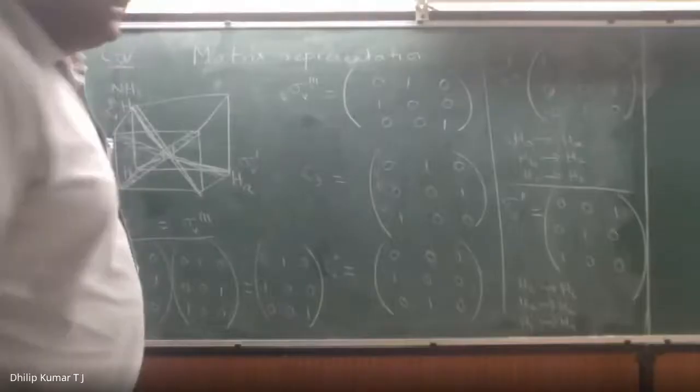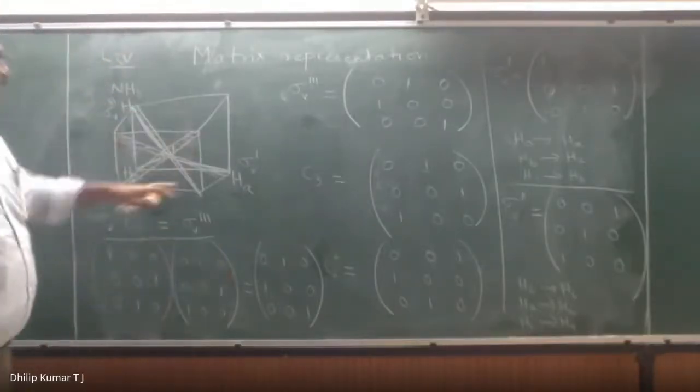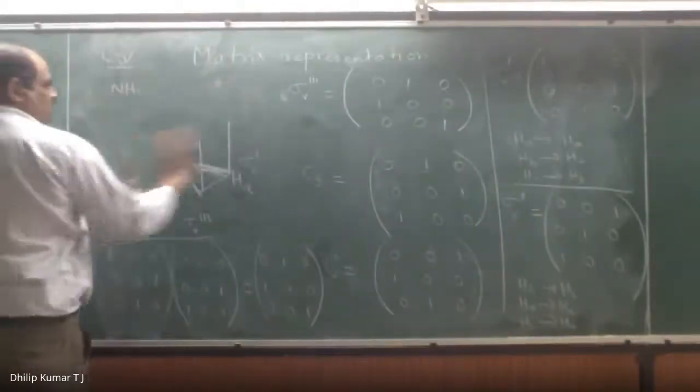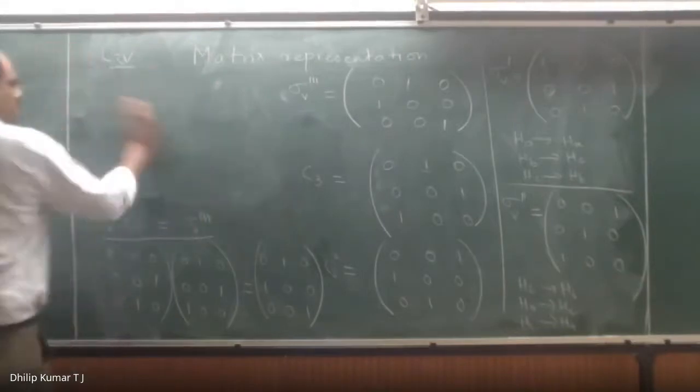Hello, sir. Yes? Sir, here we consider ammonia as a planar molecule. No, not planar. That's why I put it in a square box. But this is in the back face of the cuboid only, no? Yeah, so basically it is occupying 3 positions. Ammonia is not planar. Okay.